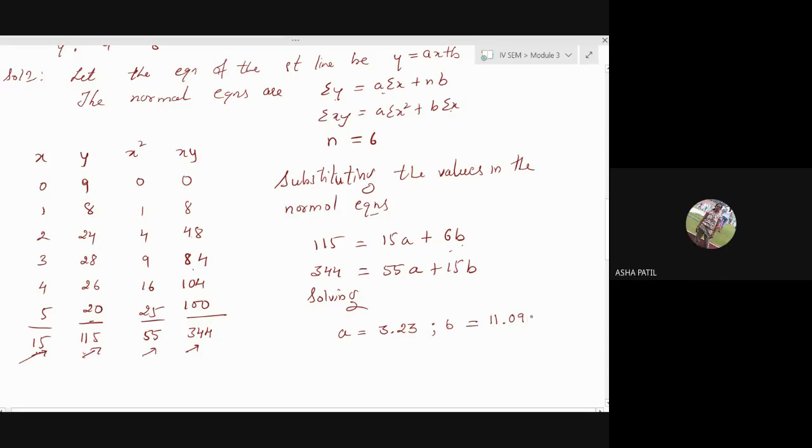Check it. Now write the equation of the straight line. The best fit straight line is, you have considered y equal to ax plus b. Y is equal to ax plus b. This is the best fit curve.